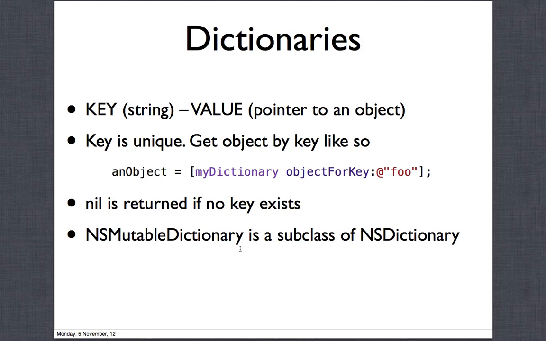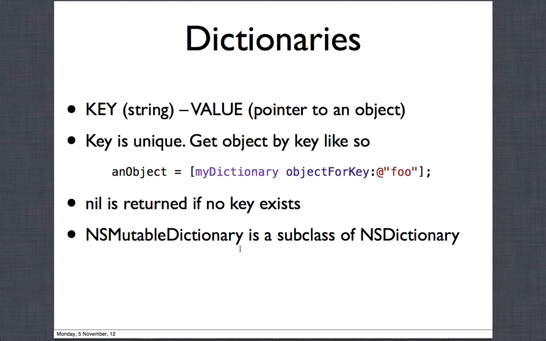And I hope you remember, this is a really simple data structure. A dictionary is a collection of key and value pairs. So you have a key, which is a string, and a value, which is usually a pointer to some object. And you can store any number of objects. The only thing that needs to be unique is the key. Like in the array, the index should be unique. In the dictionary, there's no order, so there's no index, but there is a key, and the key should be unique because this is how you're going to get the object.